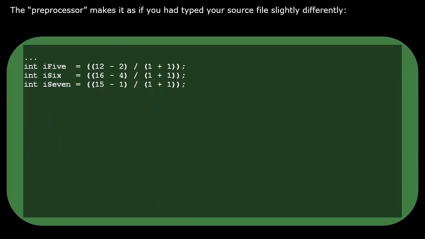When your source file is being compiled, the first thing that the compiler does is to run a preprocessor step. That preprocessor causes your source file to be as if it had been typed in a slightly different way. For example, the preprocessor would recognize this include directive and treat your file as if you had actually typed the entire content of that header file.